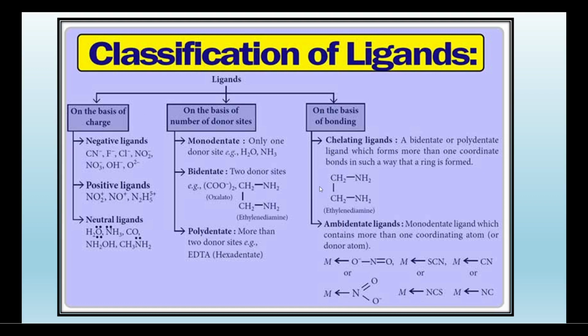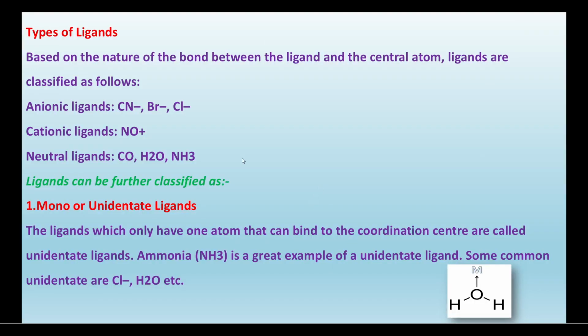Okay, we can go into detail. There are types of ligands: anionic ligands, cationic ligands, as well as neutral ligands. Anionic ligands are cyano, bromo, chloro. The cationic ligands are nitro, NO plus, and neutral ligands are carbonyl, water, and amino. And the ligands can be classified as mono or unidentate ligands.